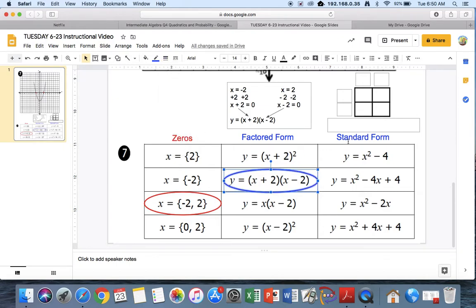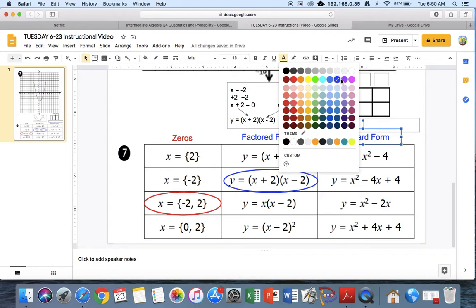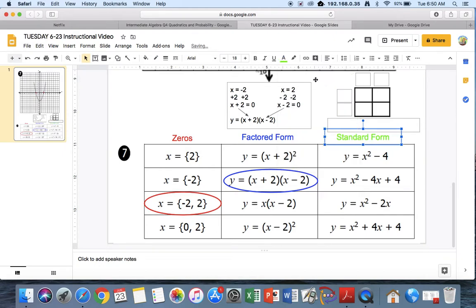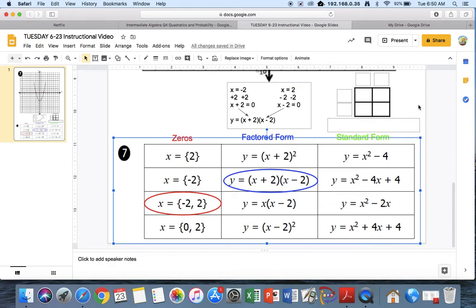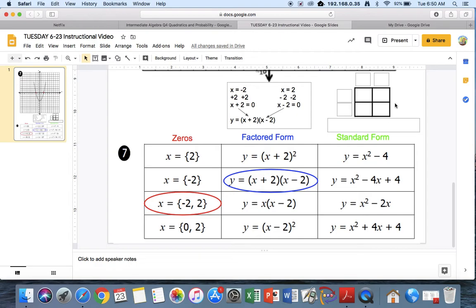All right, over here is standard form. Actually, I'm going to change this to a different color so we can signify it. So let's do, I don't know, let's do green. Okay, so standard form will be circled in green. All right, so I have created my box here already.